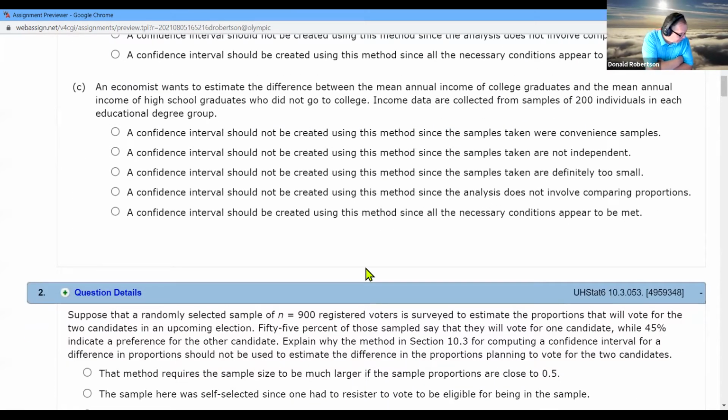Now, an economist wants to estimate the difference between the mean annual income of college students and the mean annual income of high school students. And that's a trick question. That is a no. Mean college students, mean high school students. Why can't you use a difference in proportions for that story? They're two very different things. They're using means. They're not using proportions. I mean, it's kind of an unfair question because your brain is on proportions. But this formula doesn't use anything to do with the mean. It's all about how many said yes to something, right? It's all about proportions.